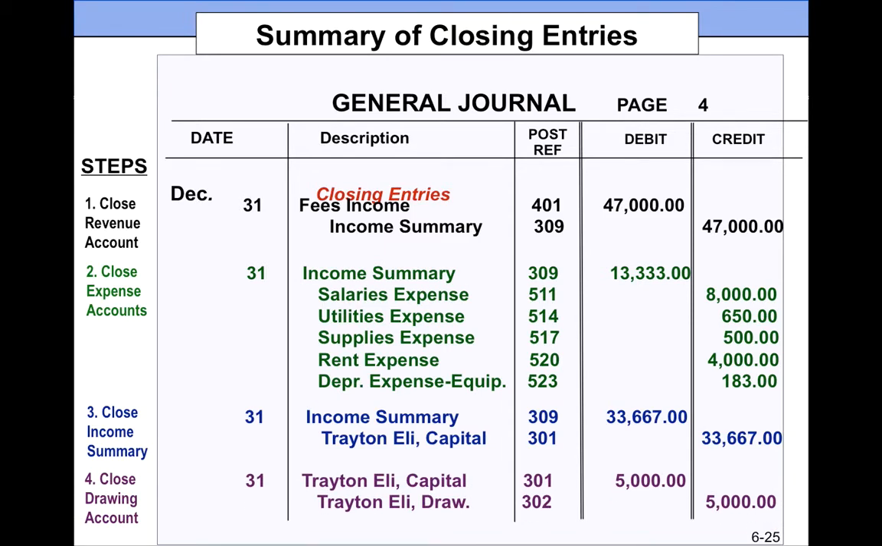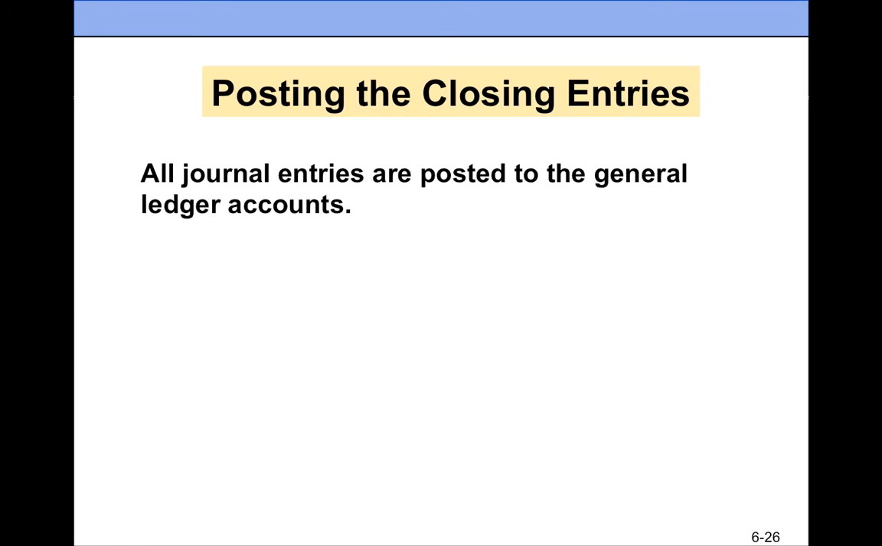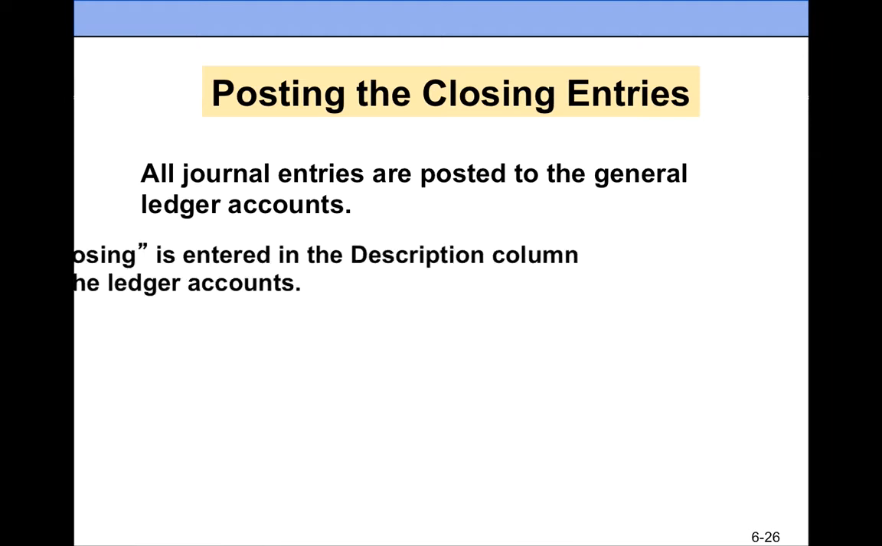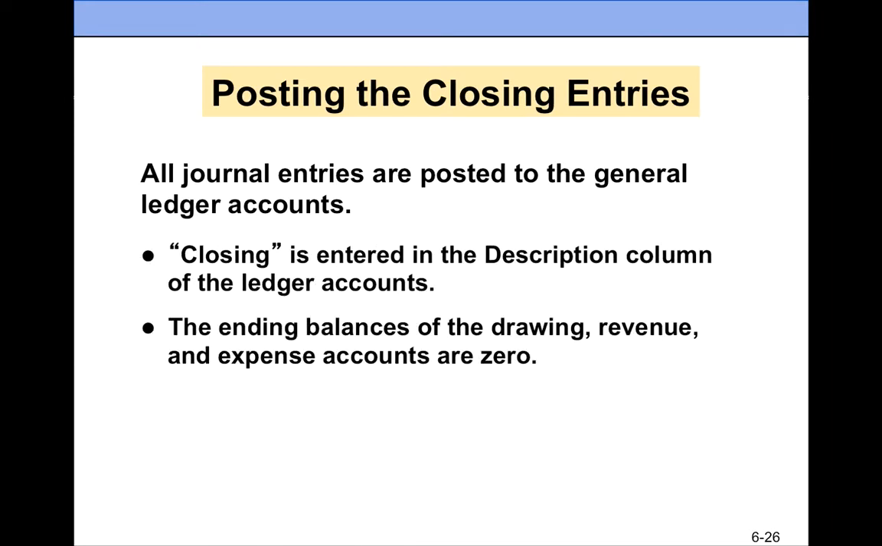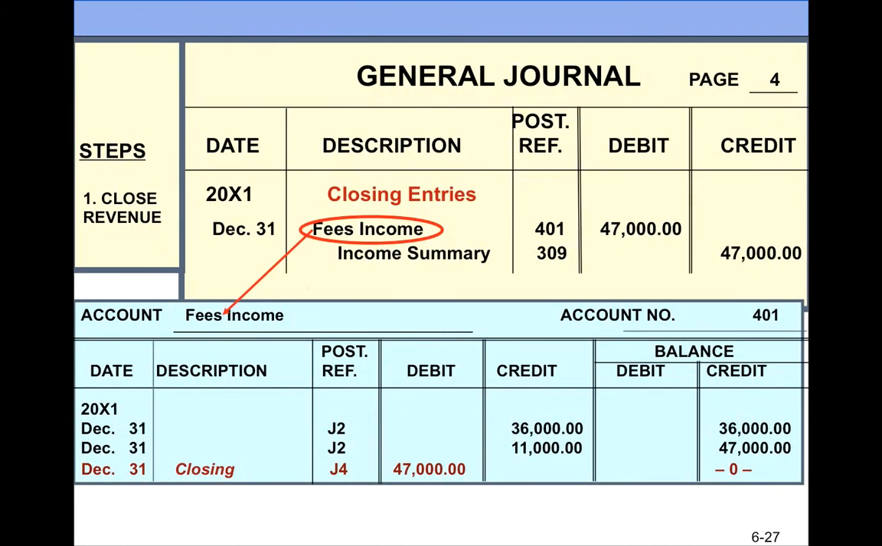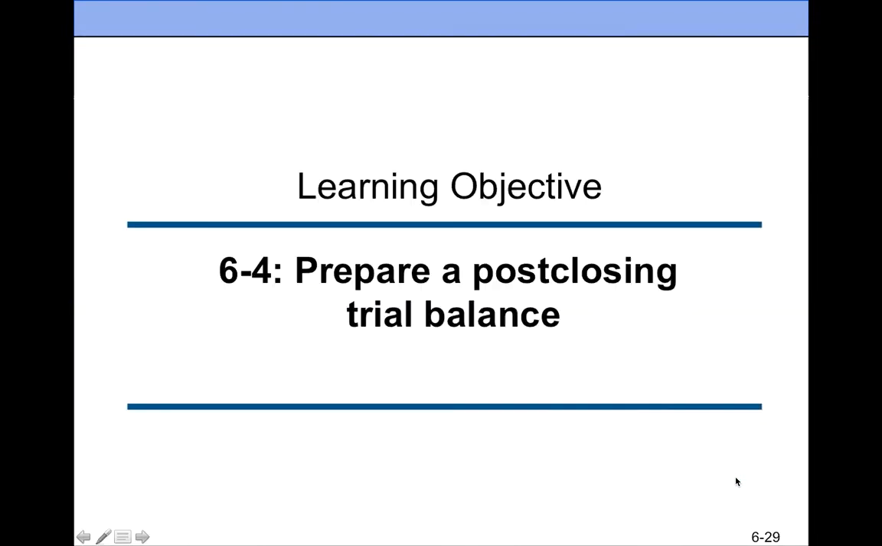4 journal entries. After this, we have to post, well, simultaneously actually, we have to post all of these 4 journal entries into the ledger. And when we post them to the ledger, in the ledger we write closing in the description column. And guys, all of your temporary accounts after closing should show 0, just like this. For revenues, for expenses, for income summary, they will show 0 balances.